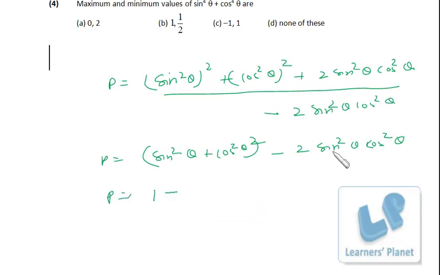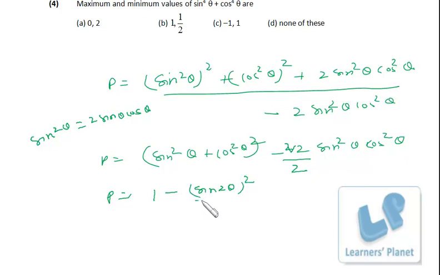And this, once again, I'll be using the formula for sin 2 theta, that is 2 sin theta cos theta. I want 2 sin theta cos theta, but we are having 2 sin square theta cos square theta. So I'll make it 4 by 2, that is 4 sin square theta cos square theta, that will be sin 2 theta whole square by 2.